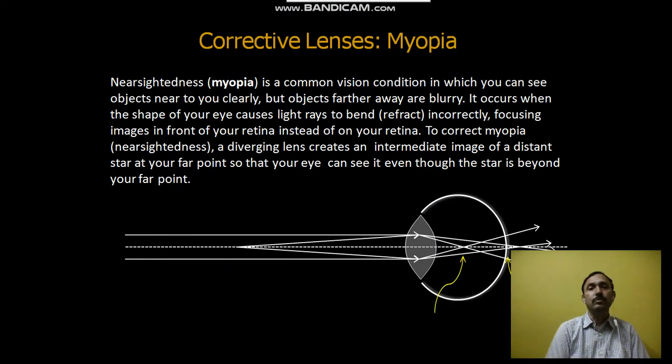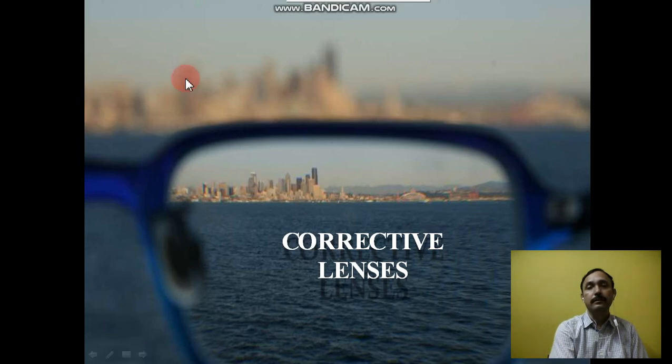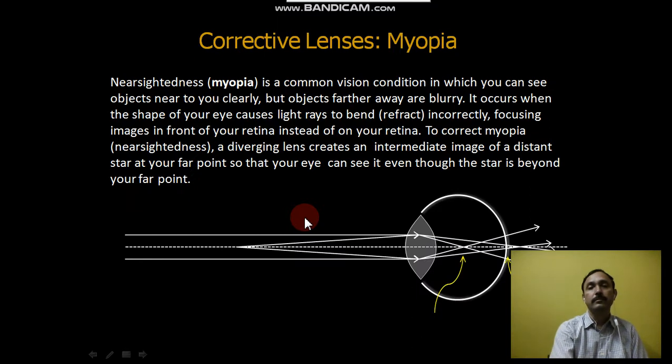Corrective lenses are used. One of the diseases is myopia. Nearsightedness or myopia is a common vision condition in which you can see objects nearer to you clearly. That is, closer objects can be seen easily or clearly, but objects further away are blurry. This is a blurry image. This one is a clear image. So near objects are clear, but further objects are blurry.